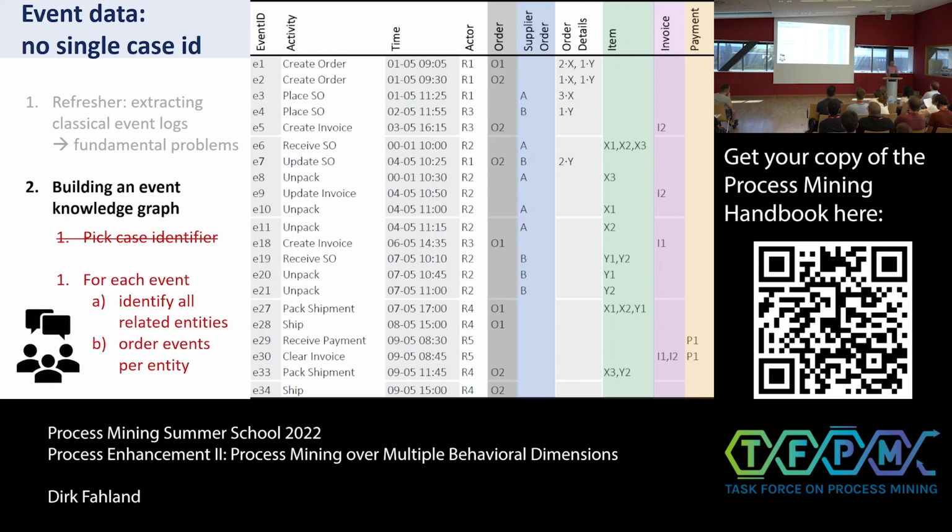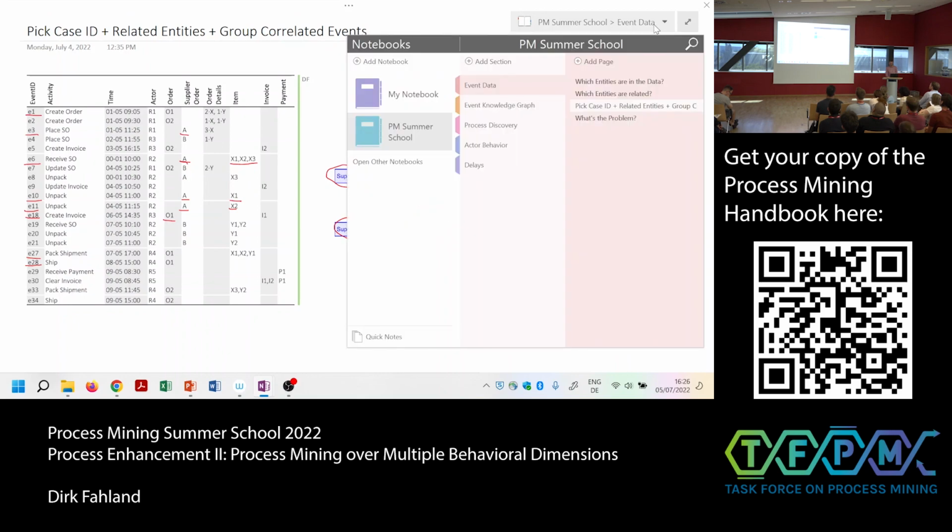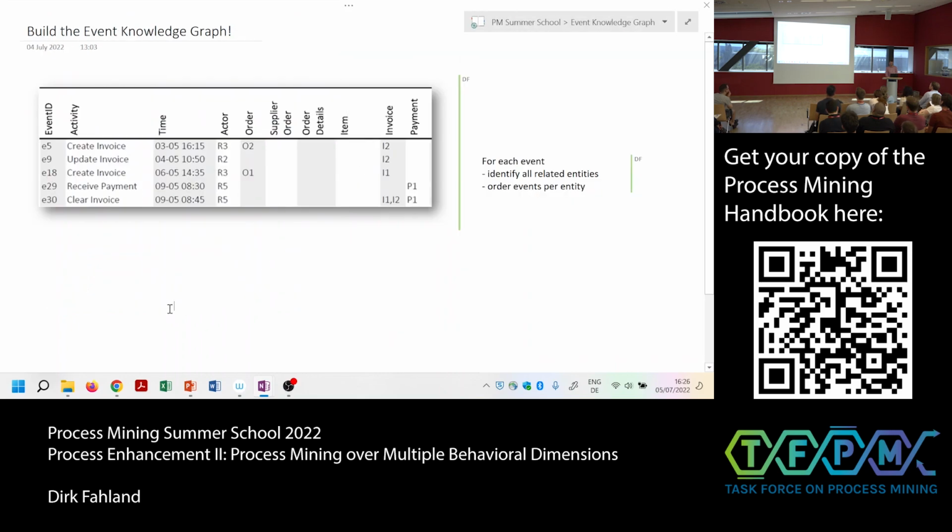So let's build an event knowledge graph. Here's the basic principle. We don't pick a case identifier. Instead, we already did that, right? We identified the entities. And for each event, I'm now going to figure out to which entities it relates. And then I'm going to order the events per entity. No more, no less. Let's do this together on a simple example, not the full table. That would be crazy.